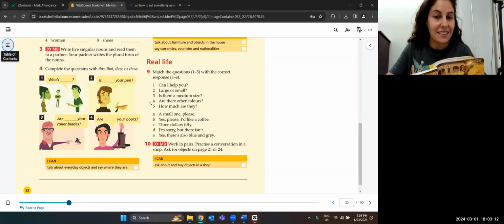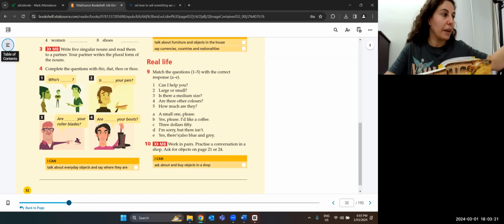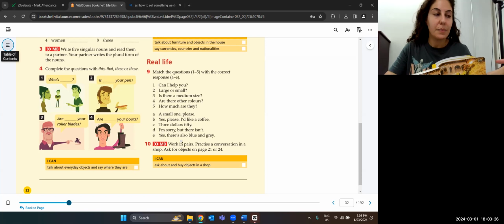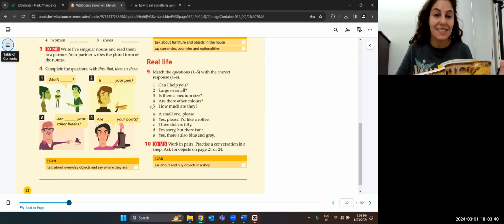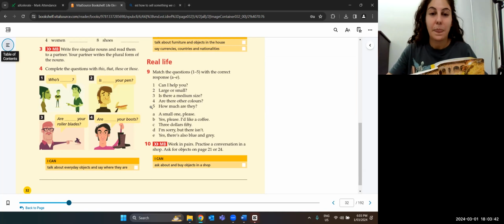Are there other colors? Yes. So yeah, there is. Remember, we know how to say what we have. Yes, there are. If it's plural, yes, there are many shirts in many different colors. Or yes, there's blue, there's pink, there's orange, there's multicolor. How much are they? So we know how to talk about price. We know how to say how much.